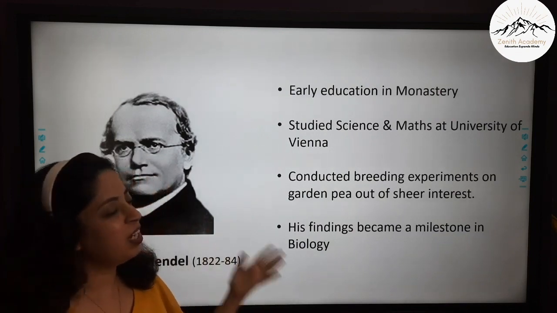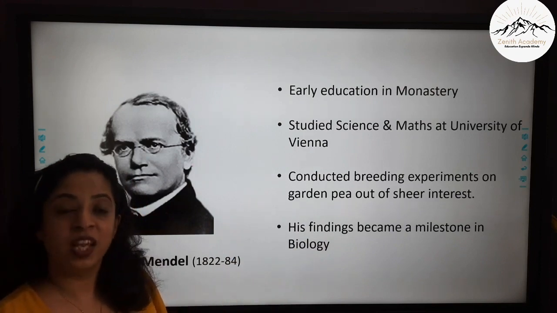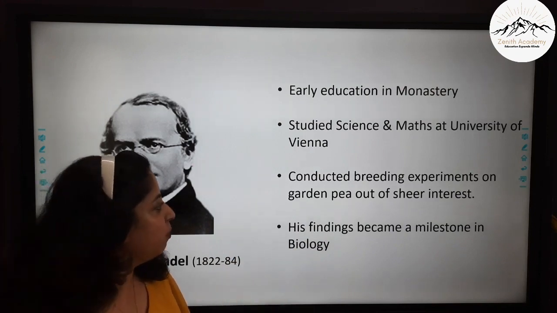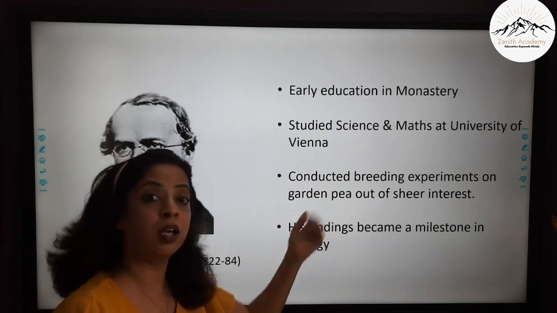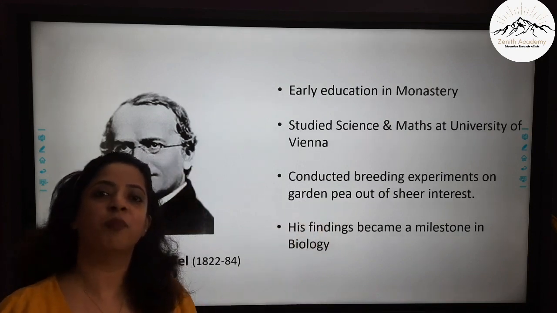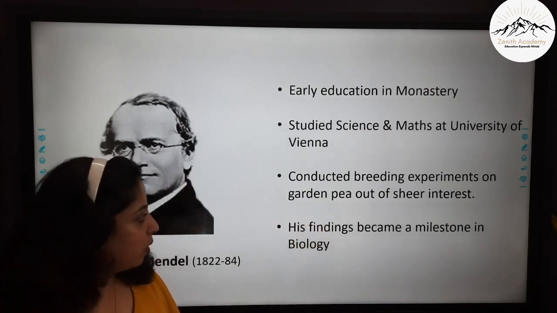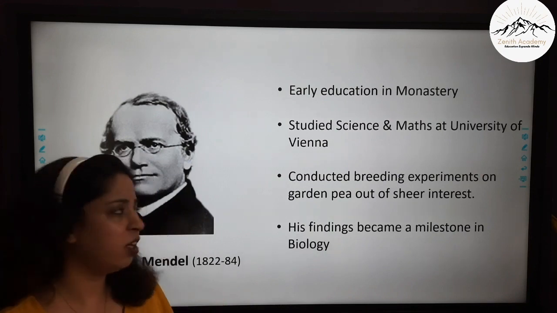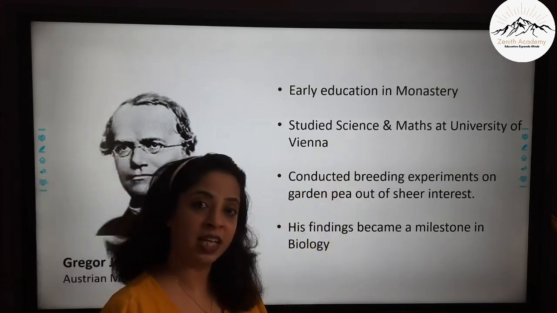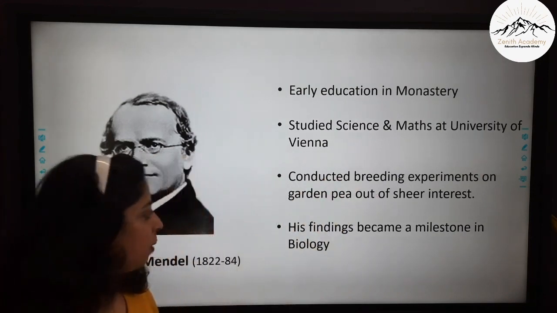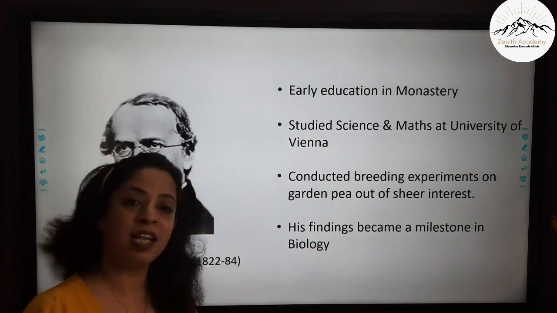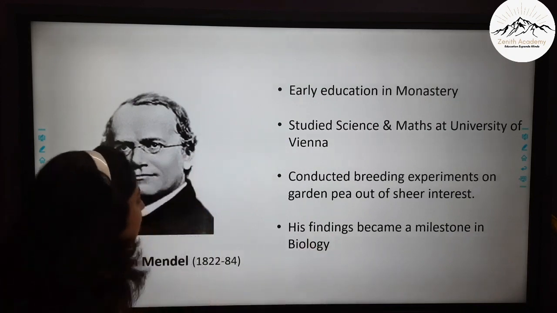So when he returned back to his monastery, he conducted a lot of breeding experiments on garden pea, which was there in the beautiful garden of the monastery. Out of his sheer interest, he started conducting breeding experiments on pea plants. And his findings became a milestone in biology. So let's go ahead and find out.